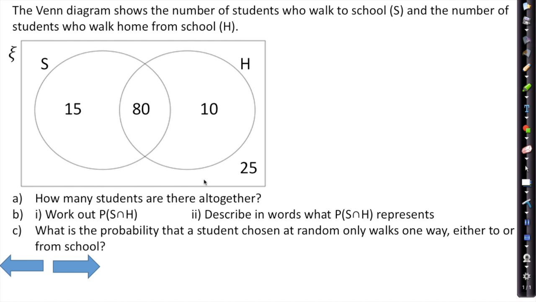How many students are there altogether? Well, if you want to work out the total, you just need to add these numbers. So it's going to be 10 plus 80, which will give us 90, plus 15, plus 25. So 130 students. So we did 10, 11, 12, 13. So that's how we got that. So 130 students.